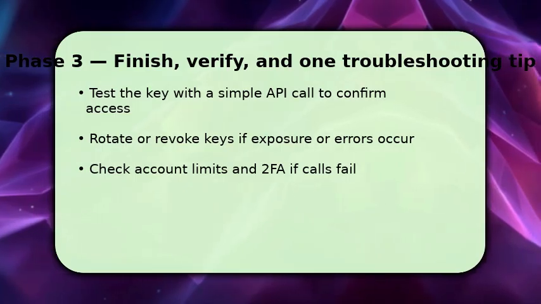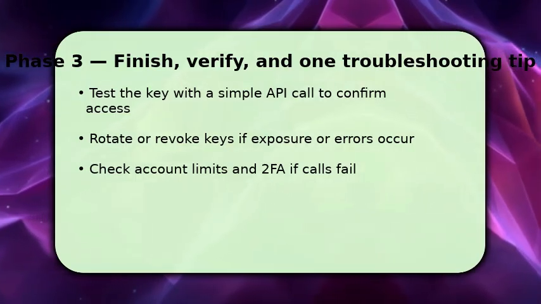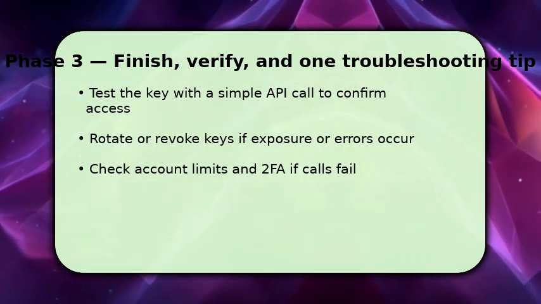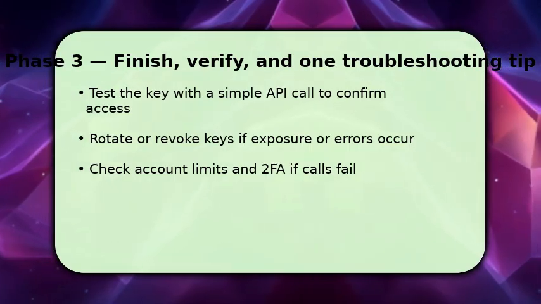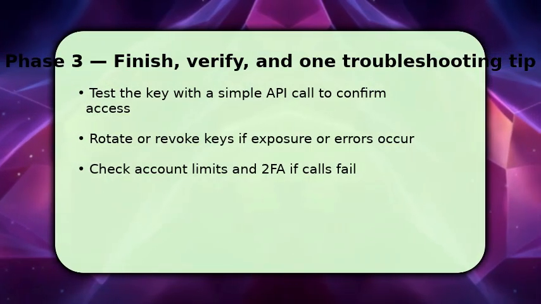If the secret was lost or possibly exposed, rotate or revoke the key immediately and create a new one. This protects funds and keeps automated systems running reliably.